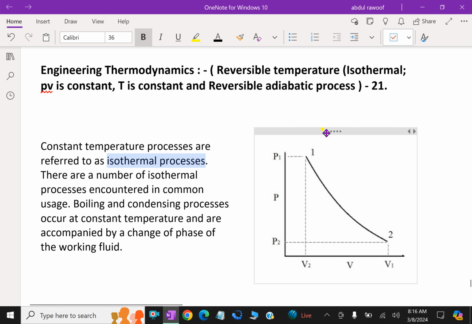In engineering thermodynamics, let us discuss reversible isothermal process and reversible adiabatic process. First, we will discuss the isothermal process. A process at a constant temperature is called an isothermal process.